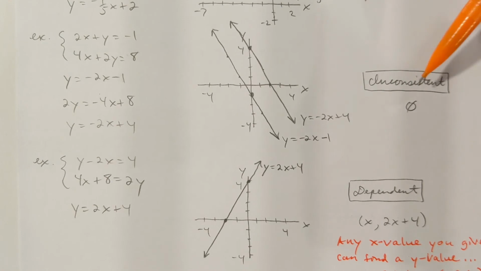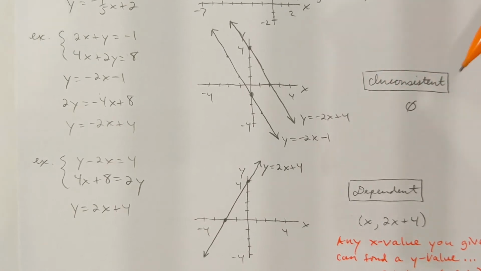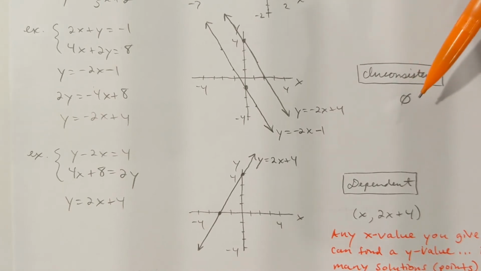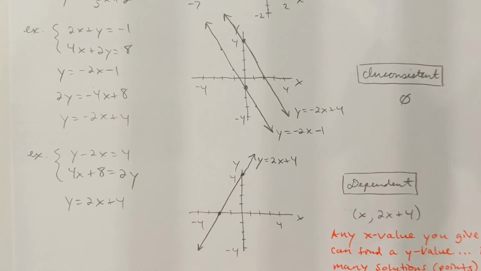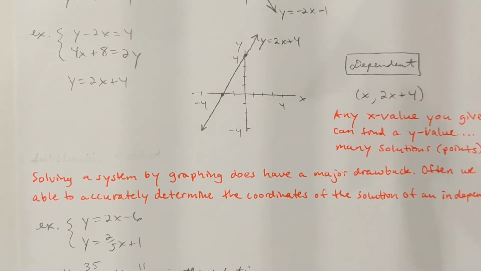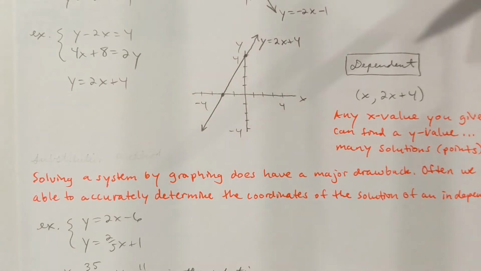And in your answer, you can just write the word inconsistent, or the empty set here is another symbolic way to represent a system that has no solutions. Or you could also write no solutions, since all three of those items mean the same thing. Okay, here's another example. I want to solve the system.